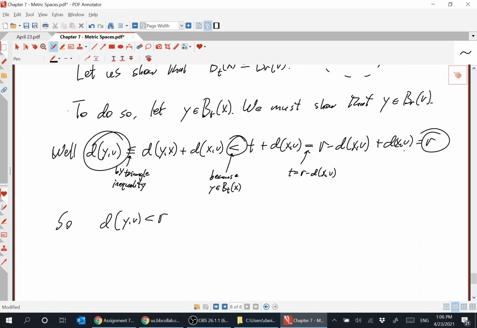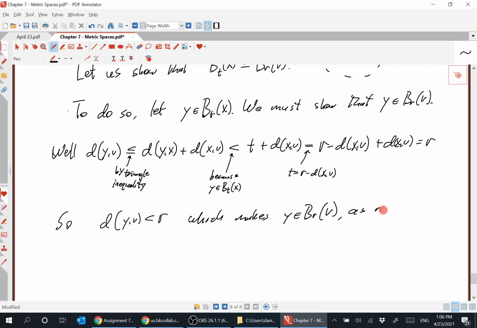We're working with a string of inequalities that all point in the same direction, in this case to the left. So you get that the first is strictly less than the last. Or if you had equality at some spot, you'd have to have not less than but less than or equal to, but here we're good. So which makes Y an element of the ball of radius R around V, as required. And that's it.